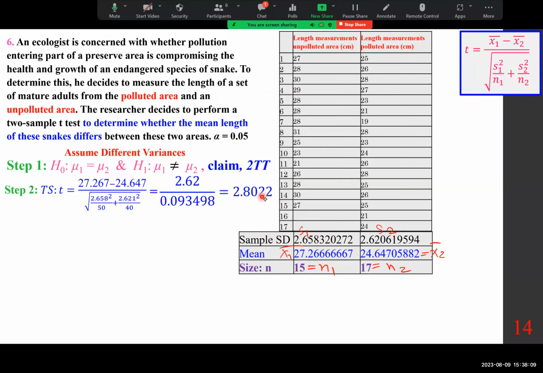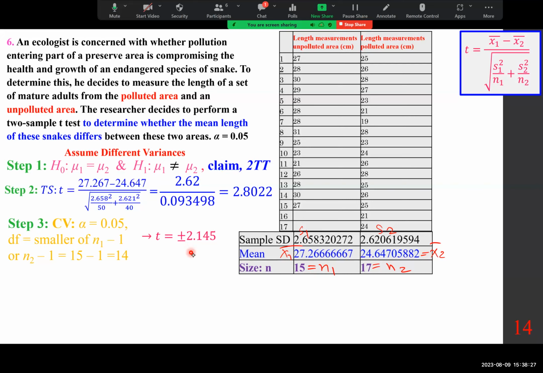The critical value: alpha is 0.05. Degrees of freedom is the smaller of the two. In this case, it's 15 minus 1, which is 14, and 17 minus 1, which is 16. So we choose 14, again, if you're going with the text. And T from the table becomes plus or minus 2.145.